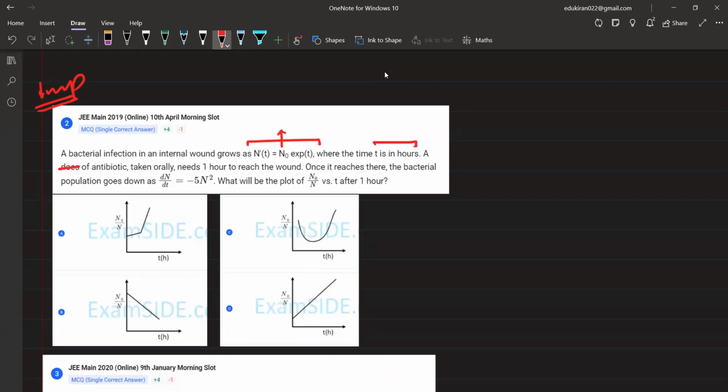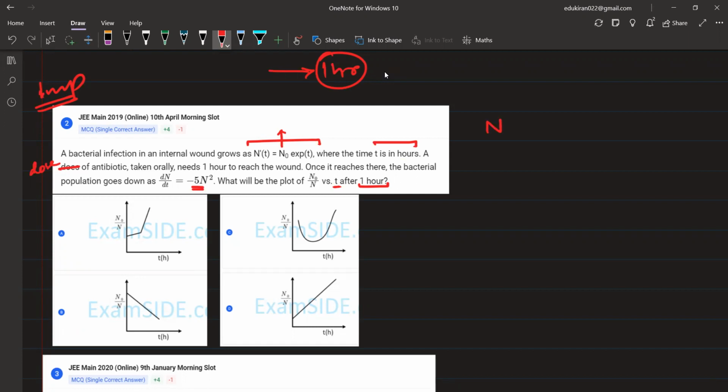A dose of antibiotic taken orally needs 1 hour to reach the wound. That means if I take a dose, it will take how many hours? 1 hour to reach the wound, and it will start acting only after 1 hour. Once it reaches there, the bacterial population grows down as the change in the population of bacteria is equal to minus 5 n square. What will be the plot of n naught upon n versus t after 1 hour? That means आपने ले लिया, and now it has reached the wound. Now the medicine has reached the wound.